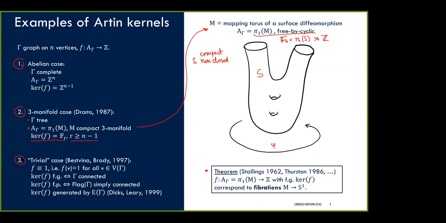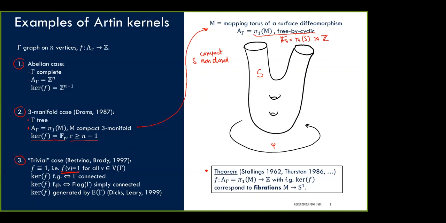The last example is more algebraic or algebraic-topological, and this is due to Bestvin and Brady. This is the case in which the graph can potentially be whatever, but the map to Z that you're taking is the one that takes every vertex to 1. If you remember from my previous slide, I was saying that this homomorphism to Z can be defined just by labeling the vertices of the graph. And what I'm saying here is that we're looking at the labeling that is 1 on each vertex. So the simplest thing that you can possibly do.